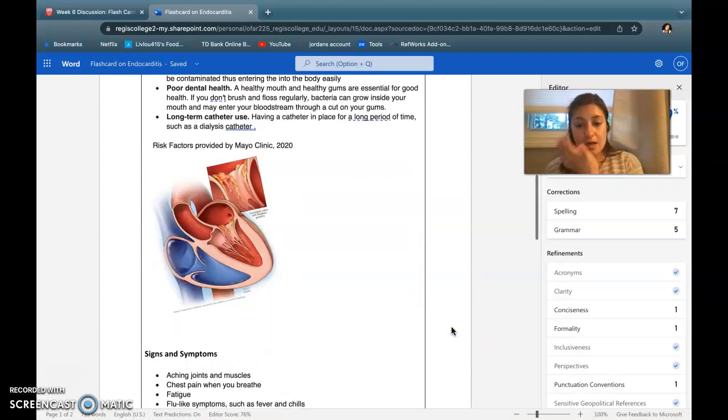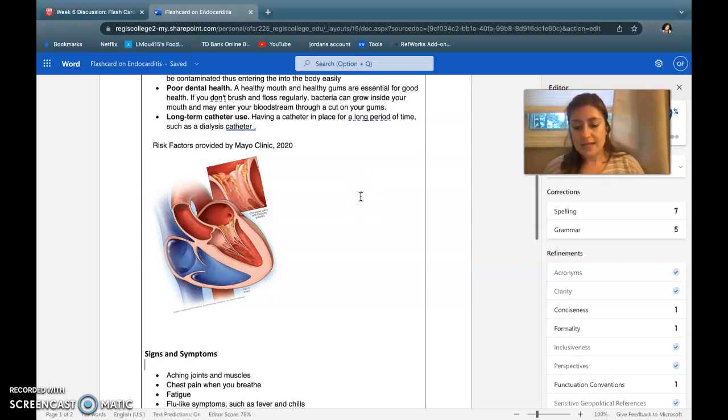Here's a picture provided by the Mayo Clinic, and this is the damaged valve with bacteria growth. So you'll see that right here. It looks kind of like plaque, and that's what was determined to be vegetation within the valves.